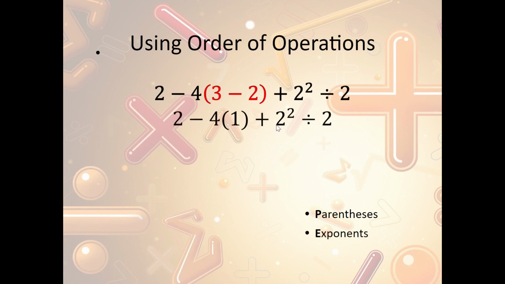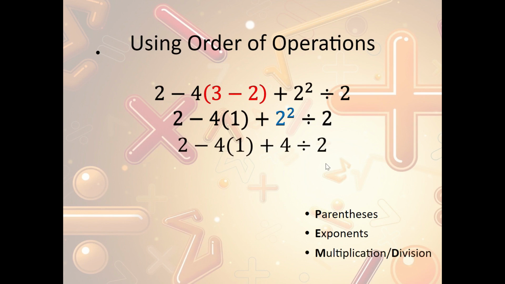So now we do exponents. Well, we have exponents here. So 2 squared. 2 squared means 2 times 2, which is 4. So we have 2 minus 4 times 1 plus 4 divided by 2. No other exponents, so now we do multiplication and division. Well, we have multiplication here, negative 4 times 1. And we have division here, which is 4 divided by 2. So we're just going to work from left to right. So 4 times 1 is 4. And 4 divided by 2 is 2.